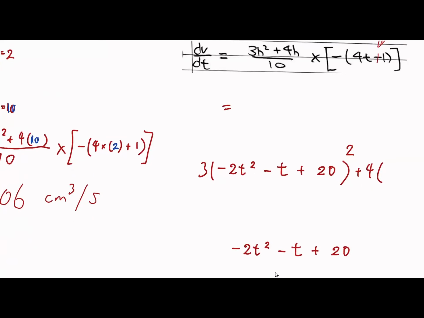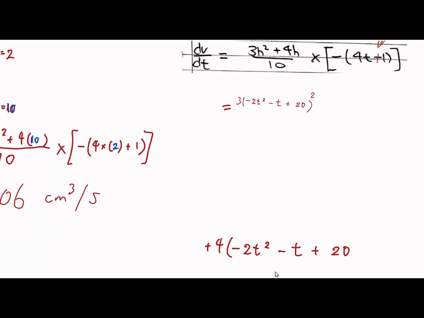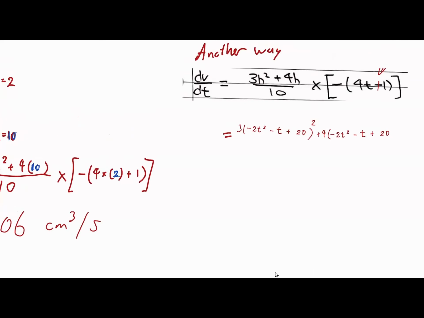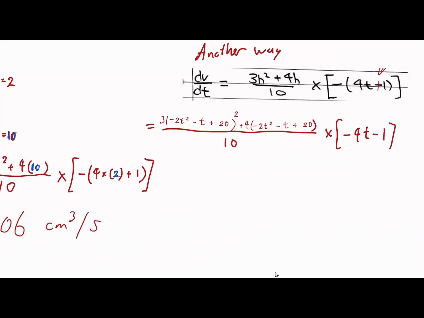Let me just shrink it down a bit. Plus 4 times of this, all divided by 10, multiplied by minus 4t minus 1. Then you just have to sub t equal to 2 and you're done.